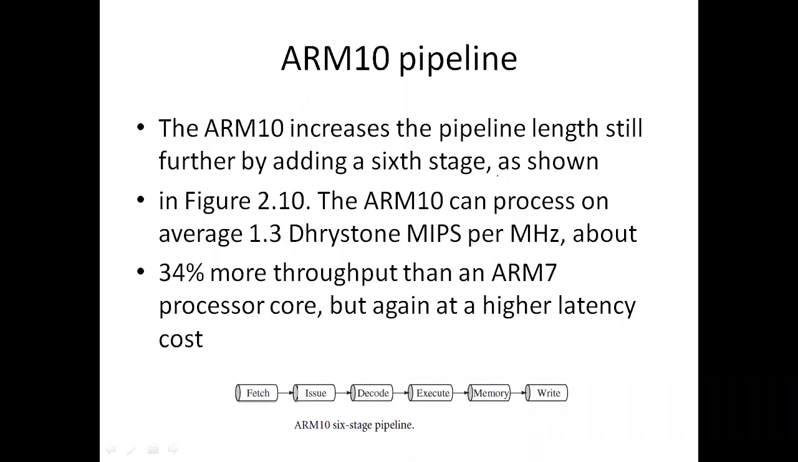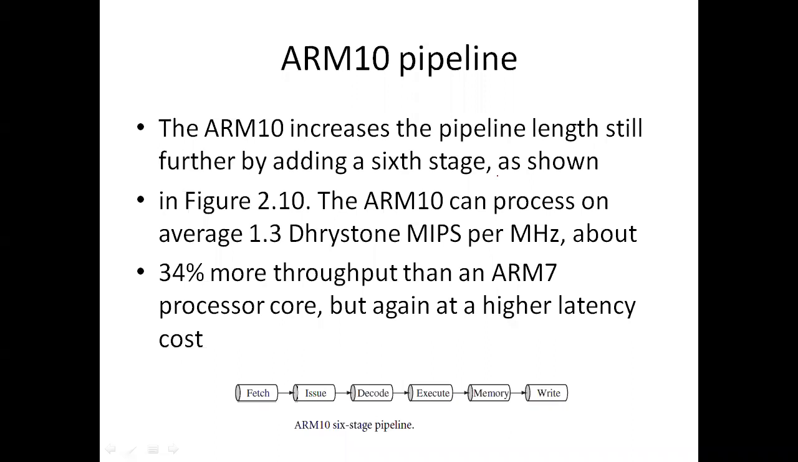Next, the ARM10 pipeline. ARM10 increases the pipeline length still further by adding a 6th stage. ARM9 has a 5-stage pipeline, but ARM10 has one more extra stage. The ARM10 can process an average of 1.3 Dhrystone MIPS per megahertz, about 34% more throughput than that of the ARM7. The performance of the ARM10 will be 34% better than that of the ARM7.